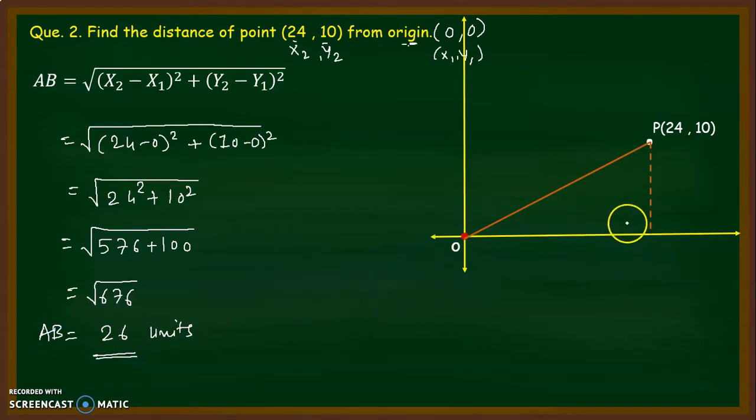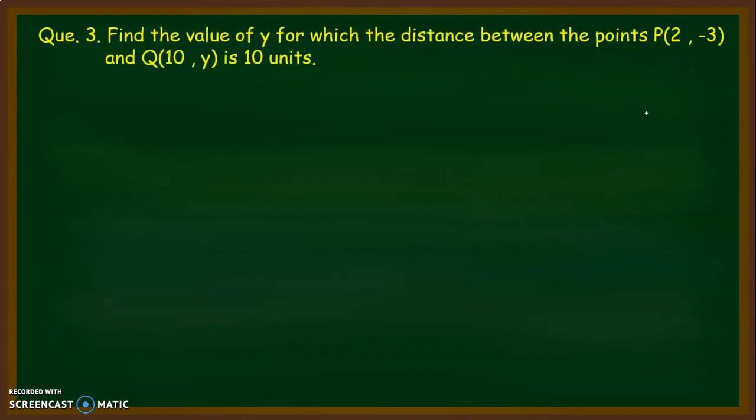Or otherwise you can use the Pythagoras theorem also. Here you can see this distance will be equal to 24 and this distance will be equal to 10. If you use the Pythagoras theorem, this is a right angle triangle, then you can find out the distance between O and P directly. That will be equal to 24 square plus 10 square, that will be equal to 26. So this way you can directly find out the distance of any point from origin. Now let's see the third question.